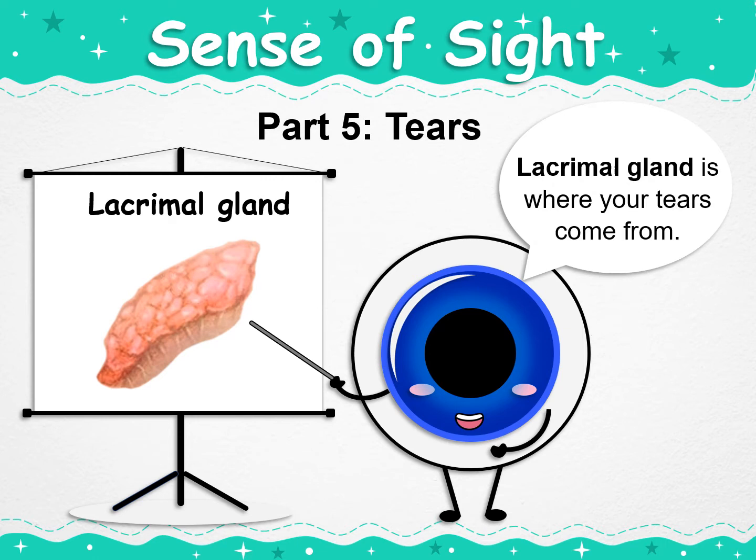Lacrimal gland. Lacrimal means weeping or crying. A gland is an organ which produces and releases substances in the body. So lacrimal gland is a gland that secretes tears. This is where your tears come from.